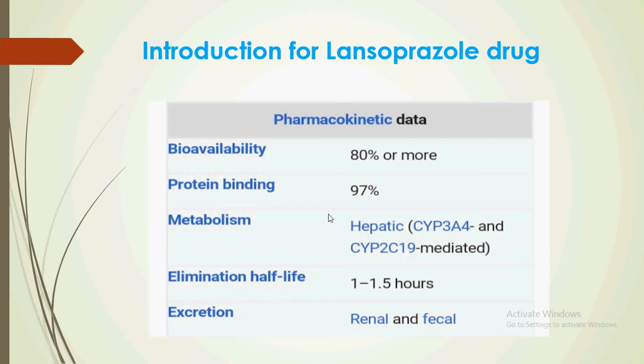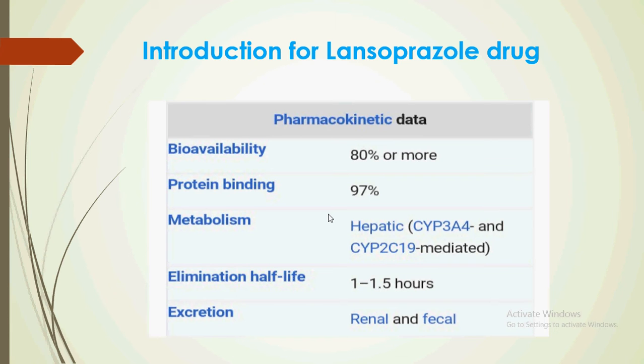And here we're going to talk about the pharmacokinetics of this drug. Its bioavailability is nearly 80% or more, and its protein binding is 97%, and its metabolism is hepatic metabolism, with an elimination half-life from 1 hour to 1 hour and a half, and the excretion is particularly renal, in the kidney, and fecal.